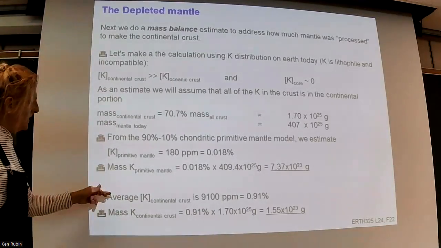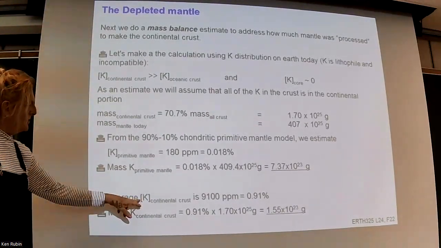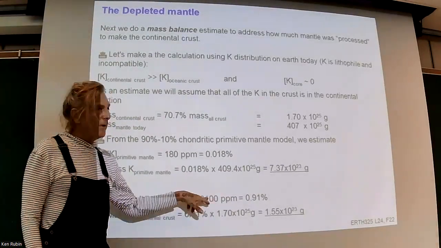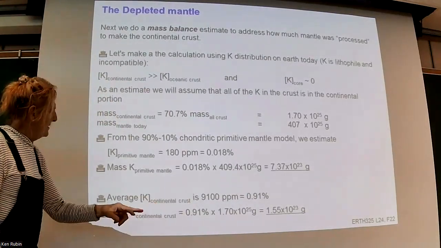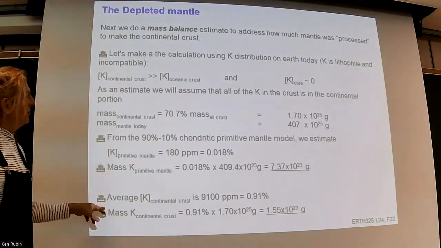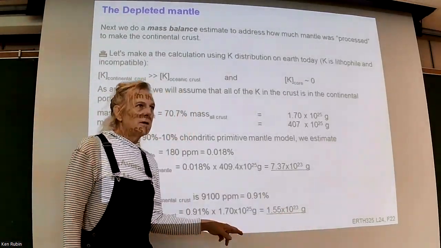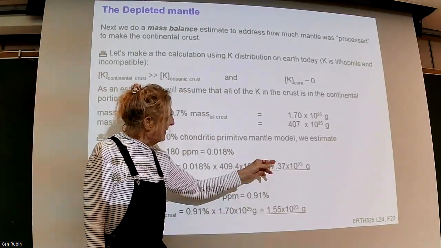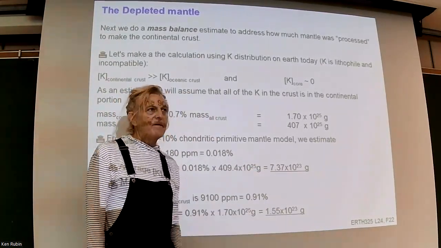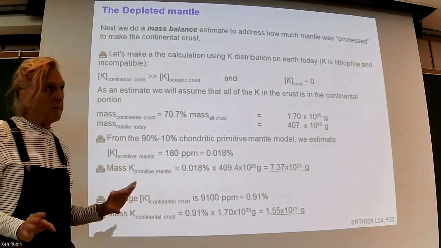Now, if we look at the average continental crust, we look at the potassium concentration, it's 9,100 parts per million on average, which is 0.91%. If we multiply that by the mass of the continental crust, we come up with another number, 1.55 times 10 to the 23rd. Right, so just ignore the 10 to the 23rd. It's sort of like, what fraction of 7.37 is 1.55, right? And that's what it comes out to be, about 20% or so for potassium.